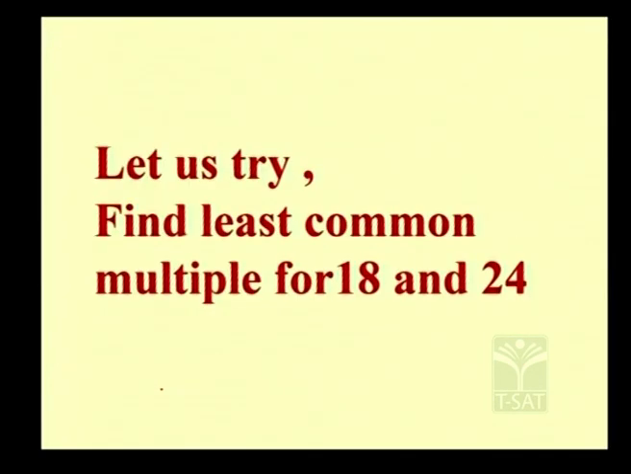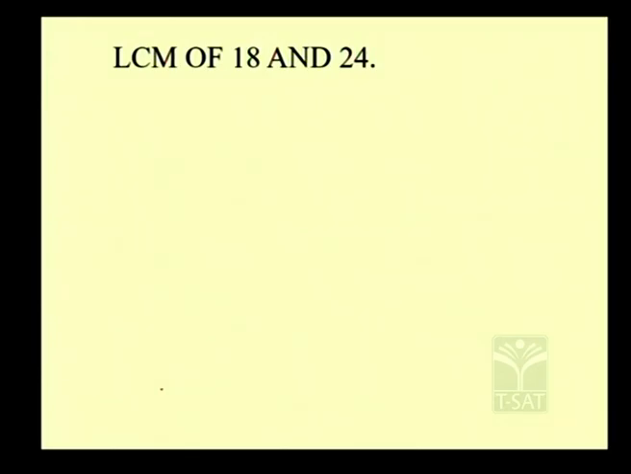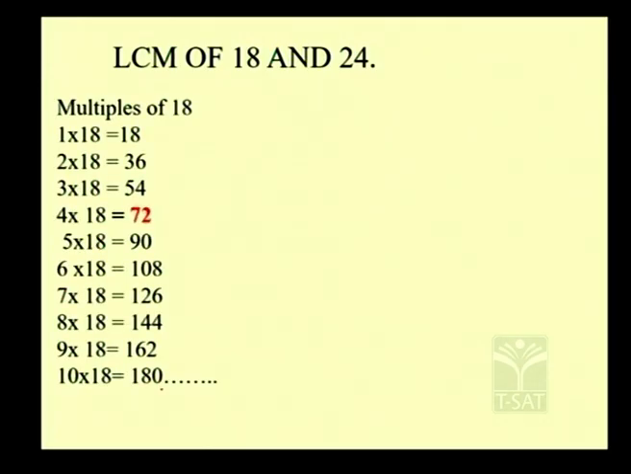Understand? Let us try to find the least common multiple for 18 and 24. Students, what do we have to do for this? So, first we have to write 18 multiples, and after that we have to write 24 multiples, and we have to observe what are the common multiples they both have, and after that we have to choose the least common multiple. How it is, you will observe on the screen. So, LCM of 18 and 24. First we have to find multiples of 18.